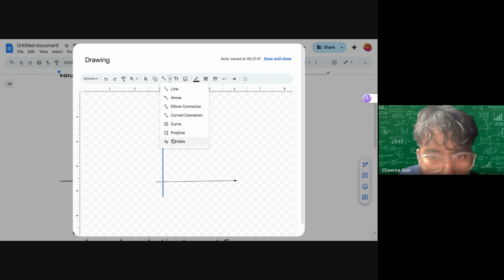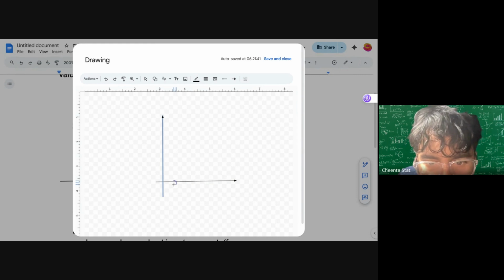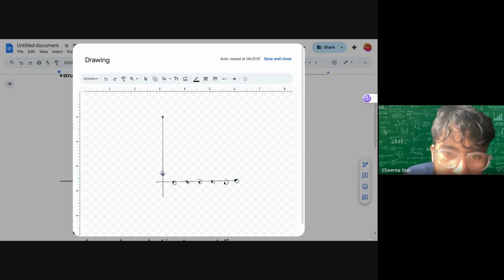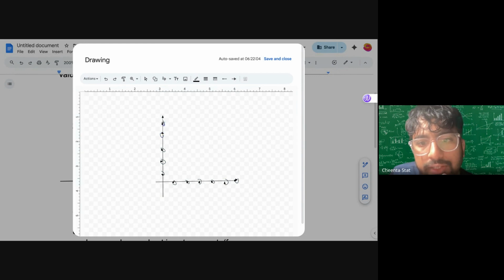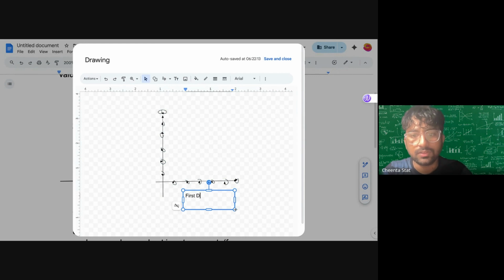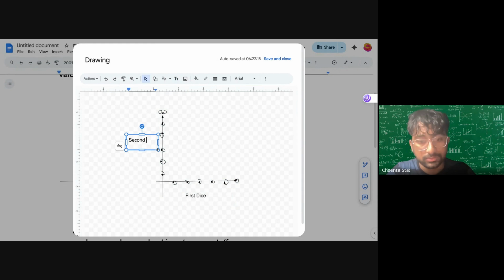And it will be something like this is 1 here, this is 2, this is 3, this is 4, this is 5, this is 6. Similarly, this is 1 here, this is 2, this is 3, 4, 5, and 6. So this is the first die, this is the second die. So this is the first, and this is the second. Outcomes.